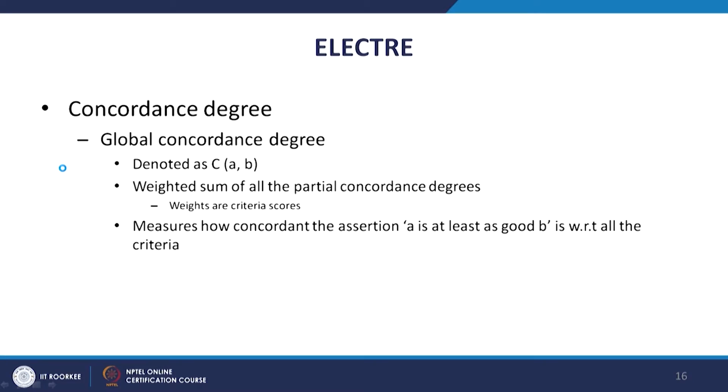These weights are actually going to be the criteria scores. Something we talked about: the criteria scores are going to be inferred from the inputs from the decision maker. Those are going to be used as weights to compute the global concordance degree when we take the weighted sum of partial concordance degrees. Once we compute the global concordance degree, then we can make our assessment. This global concordance degree is going to measure how concordant the assertion A is at least as good as B is with respect to all the criteria.